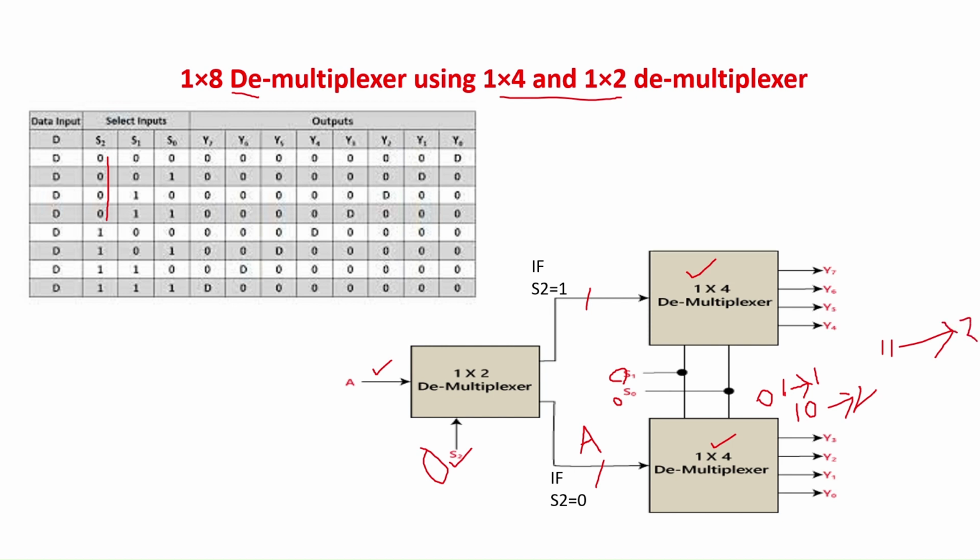When S2 equal to 1, the applied input A will appear across this line. When the other two selection inputs are 0, 0, the output will appear across Y4. If it is 0, 1, the output will appear across Y5, if it is 1, 0, the output will appear across Y6, and if it is 1 and 1, the output will appear across Y7. If all the three selection inputs are 1, the output will appear across Y7, and if all the three selection inputs are 0, the output will appear across Y0.